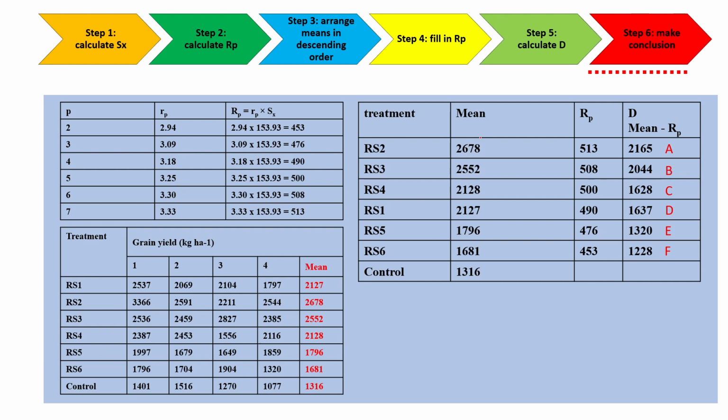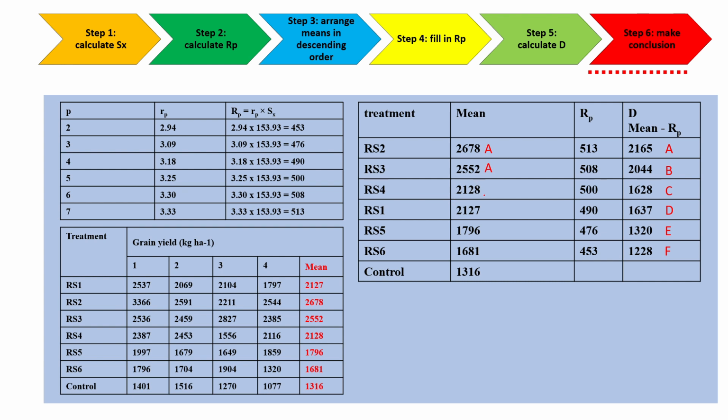Let's compare. Look at the mean over here and compare with the difference. Is the mean over here larger than the difference? 2,678 is larger than 2,165, so it's larger than your A over here. So I will label it A. Now move to the second one. 2552, compare it to A also. Is it larger? 2552 is still larger compared to 2165. So I will label it A.